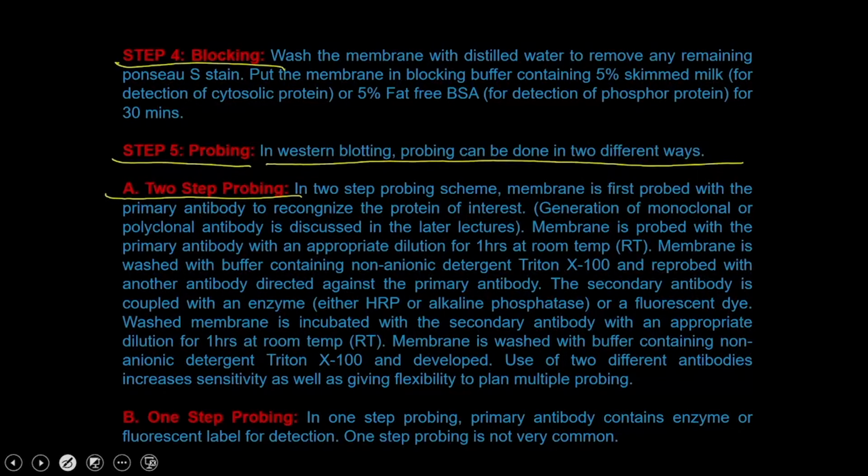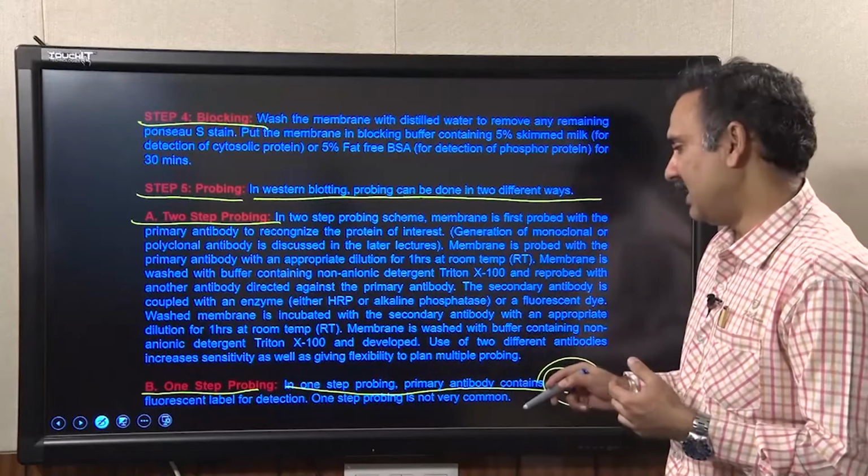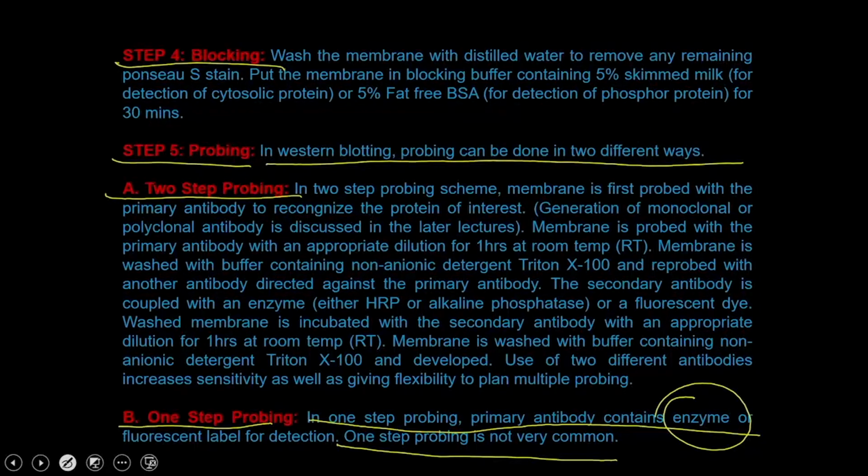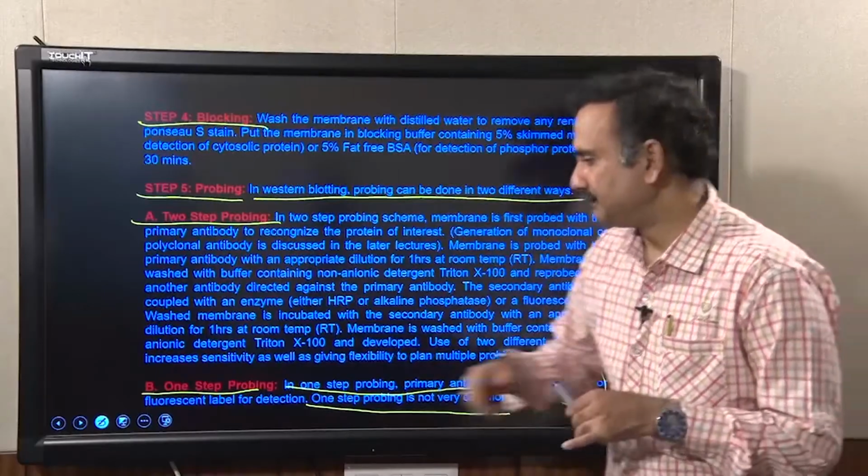Or in 1-step probing, in 1 step itself, you add the primary antibody which contains the enzyme, which means the primary antibody is labeled with the enzyme or the fluorescent probe, and that can be used. 1-step probing is very uncommon, because the sensitivity level is very low with the 1-step probing.